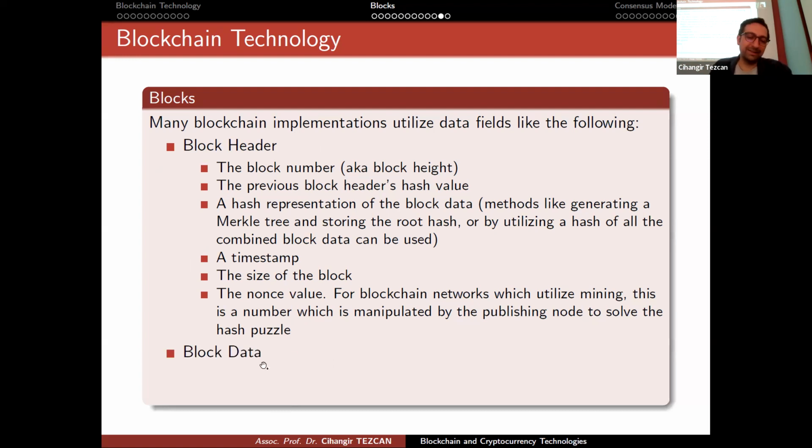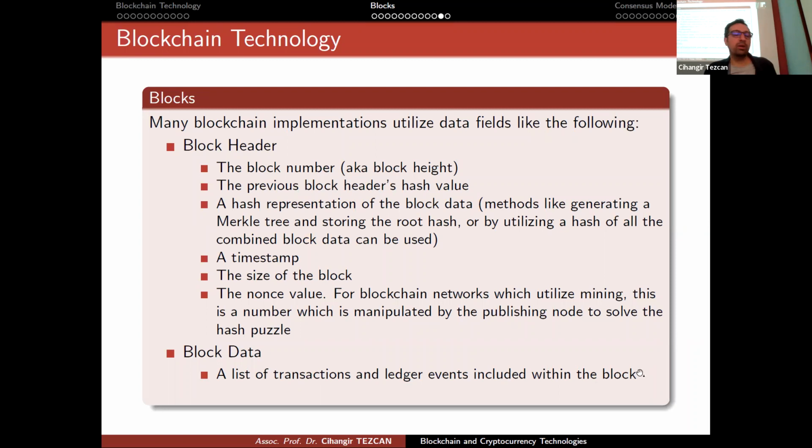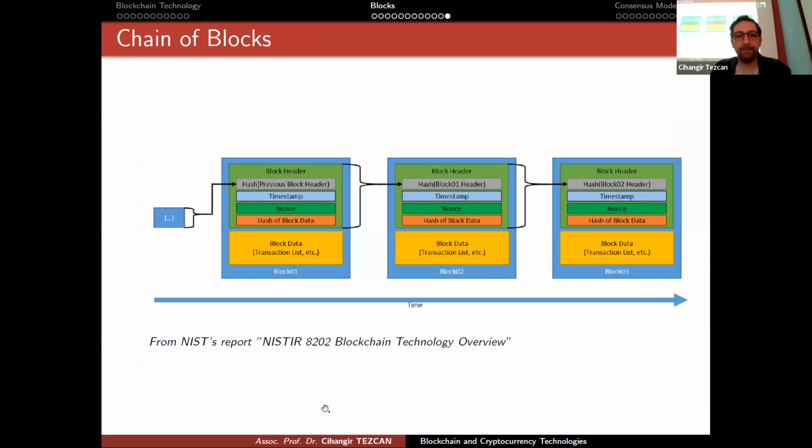If you look at the block data, it simply contains a list of transactions and ledger events included within the block, and depending on the blockchain, it might contain some other data. So here is a picture. This is how it works. Let's think about Bitcoin. You have all of the transactions listed here, but by taking the hash of them in a Merkle tree way, at the top you have your Merkle tree hash. So you take it here and put it here. This is your hash value of the block.